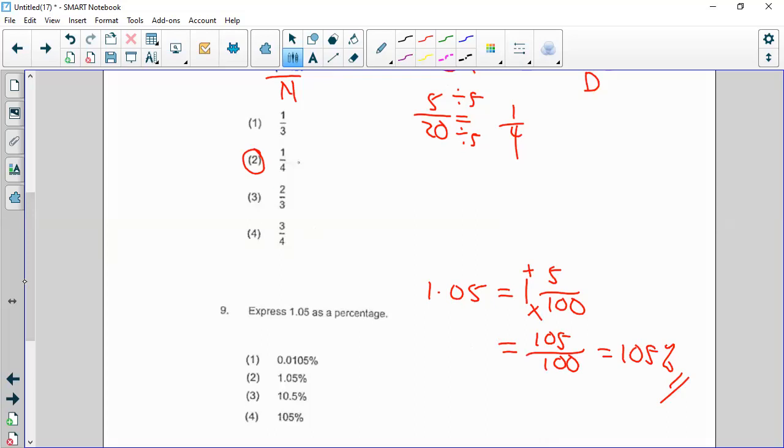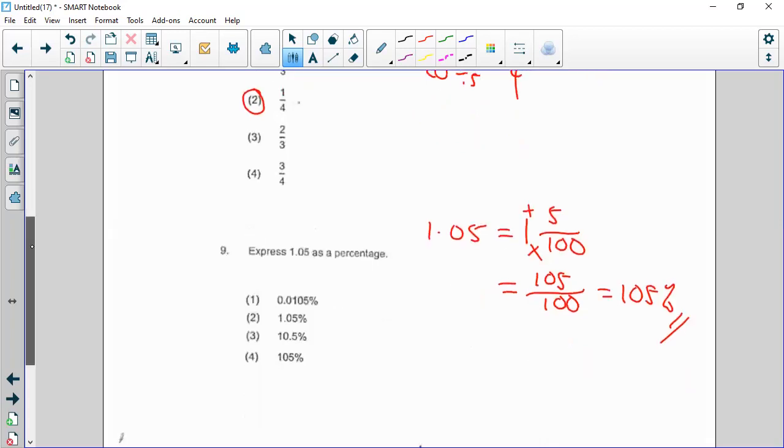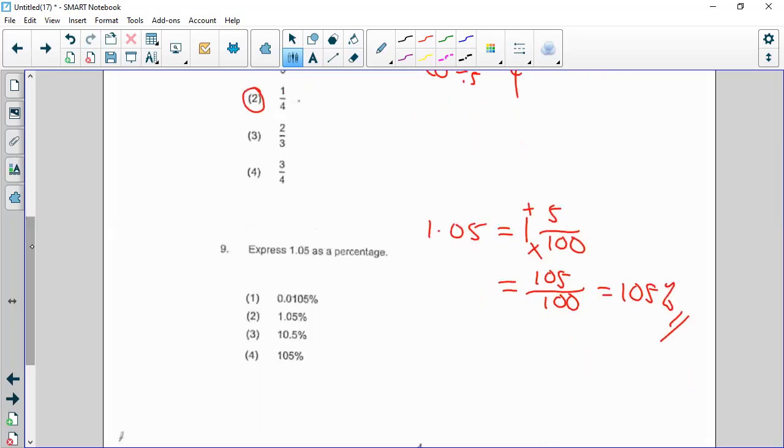To get your percentage, you always have a fraction, and then you try to make the denominator 100. And once your denominator is 100, then the numerator is your answer. Okay, you understand? Right? That's how you get your percentage. Change the decimal into a fraction. Then use a fraction to get your percentage. So the answer will be number 4.